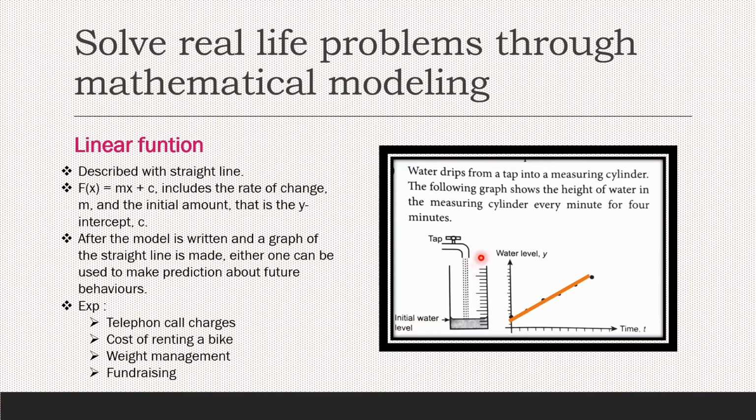Let's see the example. Water drips from a tap into a measuring cylinder. The following graph shows the height of water in the measuring cylinder every minute for 4 minutes.